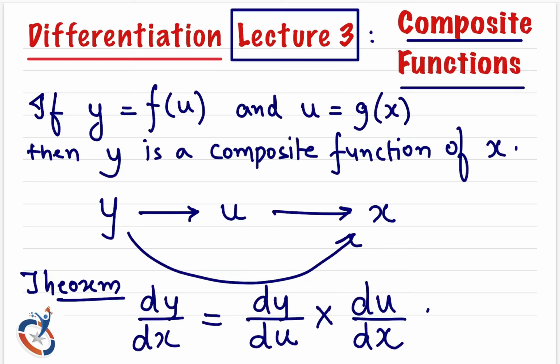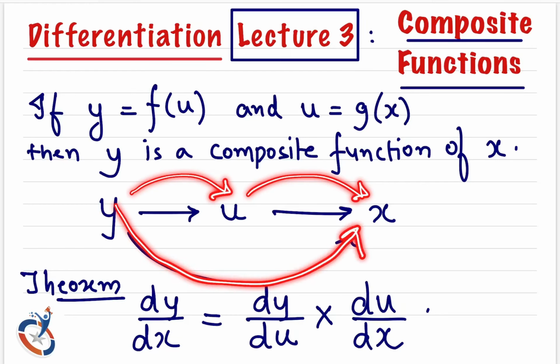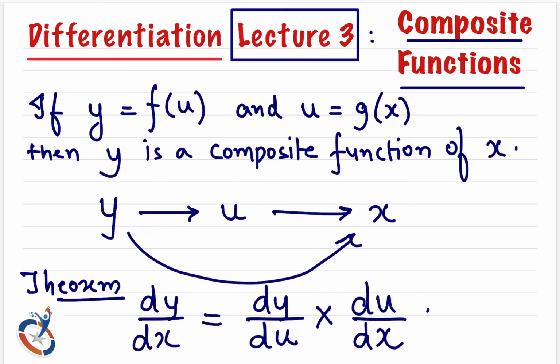So here we have taken three variables where you have a chain of two functions. Y is a function of u and u is a function of x. Then dy by dx will be equal to dy by du into du by dx. Clear? This can be extended to any number of variables, and that forms a chain rule.